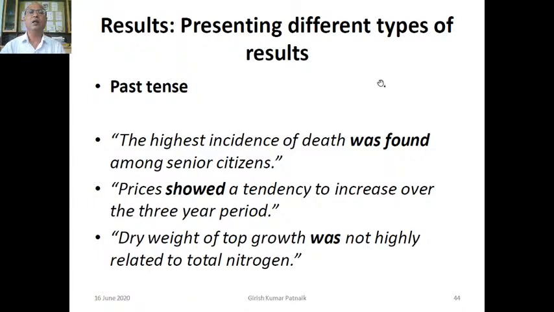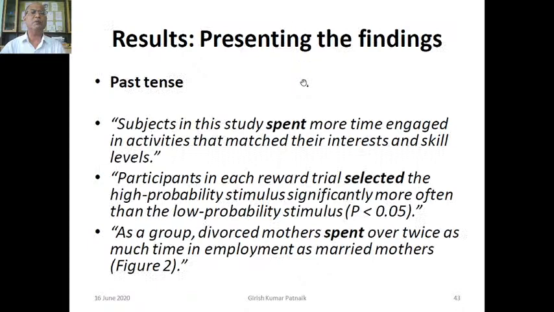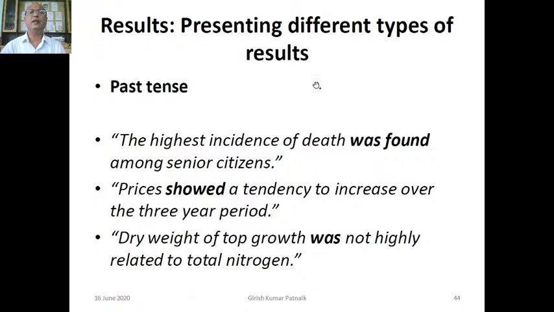Then if you have some other different types of results, they are also, as I already said for the finding, in the past tense. So similarly, for the different kinds of results also, you can use the past tense. You can see the example: the highest incidence of death was found among senior citizens, right? This kind of thing you can very well do. So this is written in past tense always.